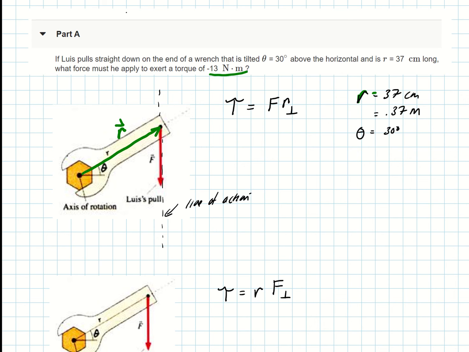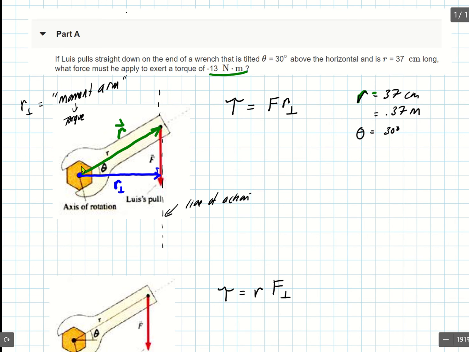And the way you get this r perpendicular is you go to your axis of rotation, and then you draw a line that goes from there and is perpendicular to your line of action, and that is r perpendicular. And that has its own little nickname. R perpendicular is called the moment arm. Moment is another word for torque, so you could think of this as torque arm.